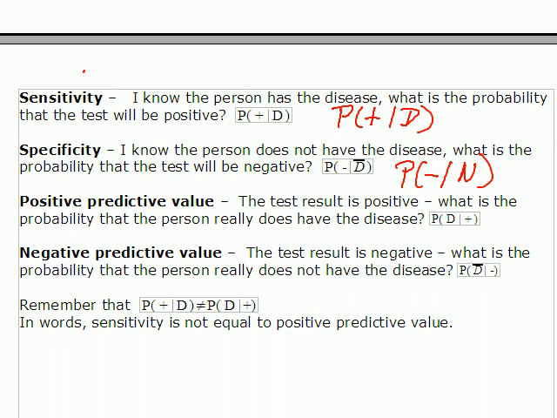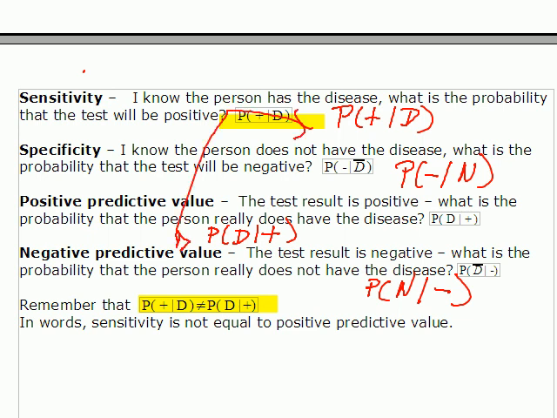Positive predictive value: the test result is positive. What's the probability the person really does have the disease? And this is the probability that they have the disease given that the test is positive. Then negative predictive value: probability they don't have the disease, given the test is normal. There's your negative predictive value. Right. And the conceptual error, the one we want to make sure we don't make, is to assume that these two are equal. They're not equal. Or assume these are equal. They are not equal.